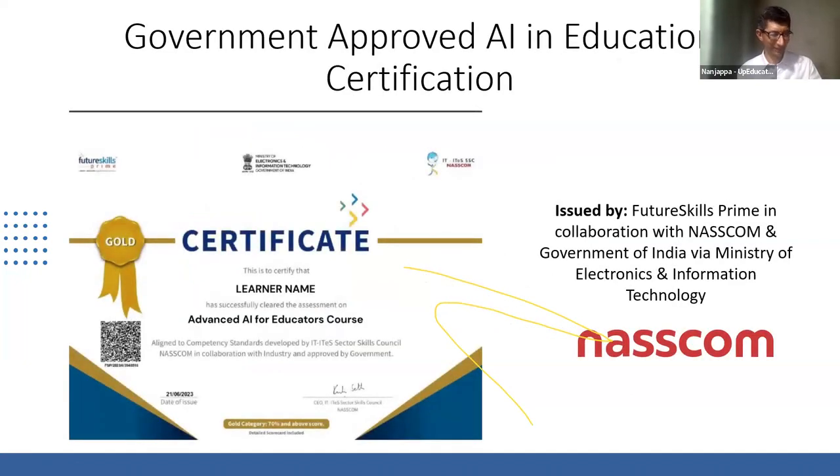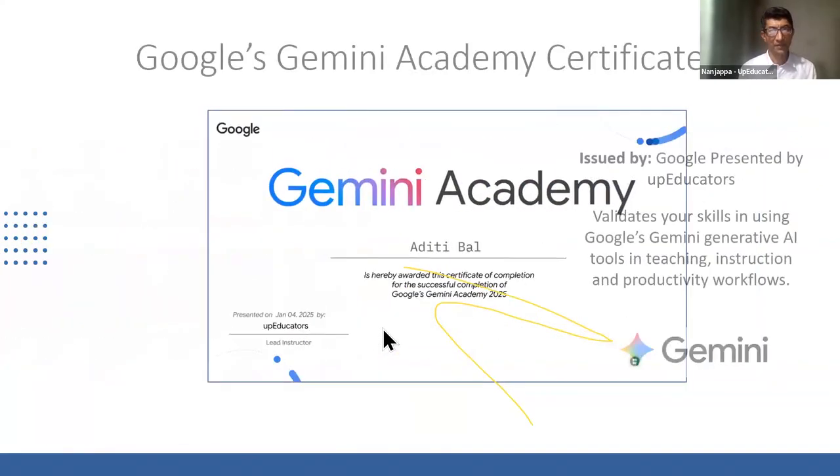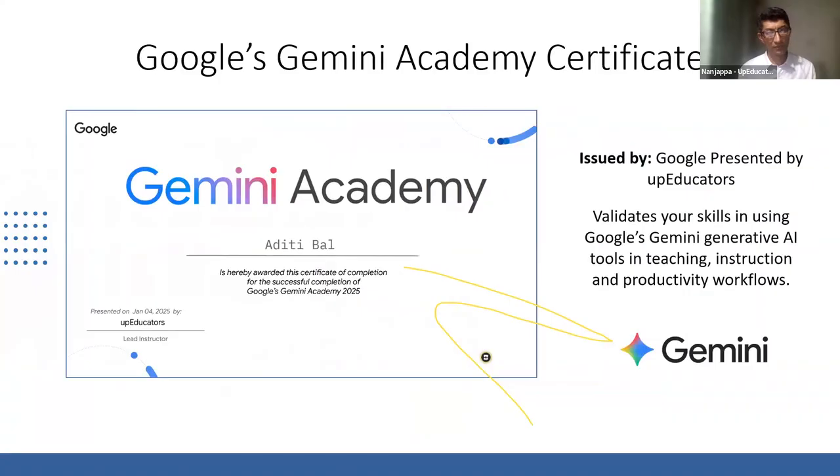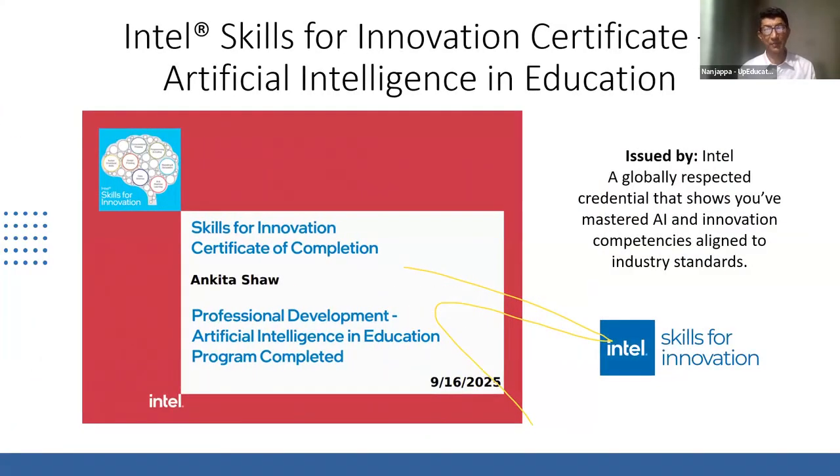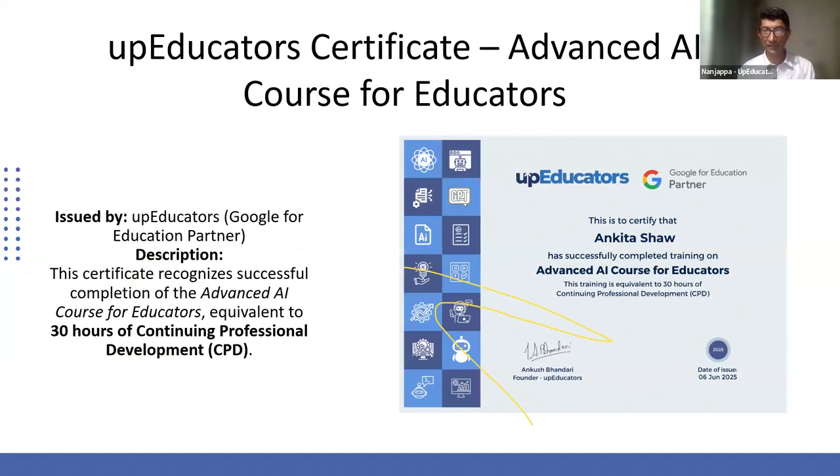Then the certificates that you earn, there is a surprise here. Please wait for it. You will be earning multiple certificates with this program. One is a certificate from the Government of India, NASSCOM, okay, where we train you to take up this examination from NASSCOM, which is the Advanced AI for Educators program. Then you get a certificate from Google, from the Gemini Academy, then one more certificate from Intel, and also a participation, or rather a course completion certificate from UpEducators.